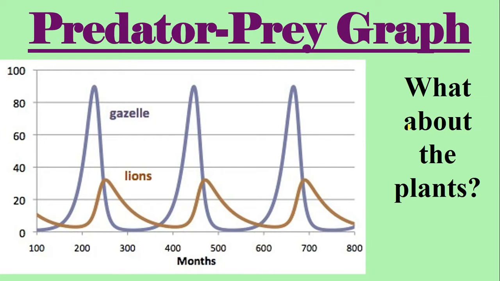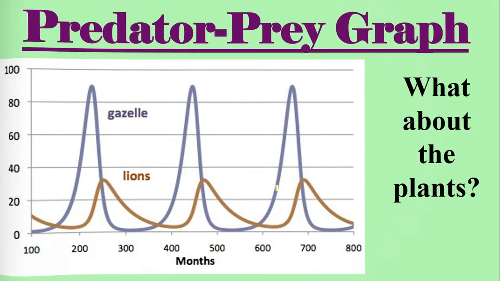My question is, what about plants? Well, it probably would be something like this. It'd be the same process. The plants go up right before the gazelles go up, but when the gazelles go up, the plant population goes down because they're all related to each other. Predation could even be the predator being the cow and the prey being the grass. It's as long as something is fed on by something else.